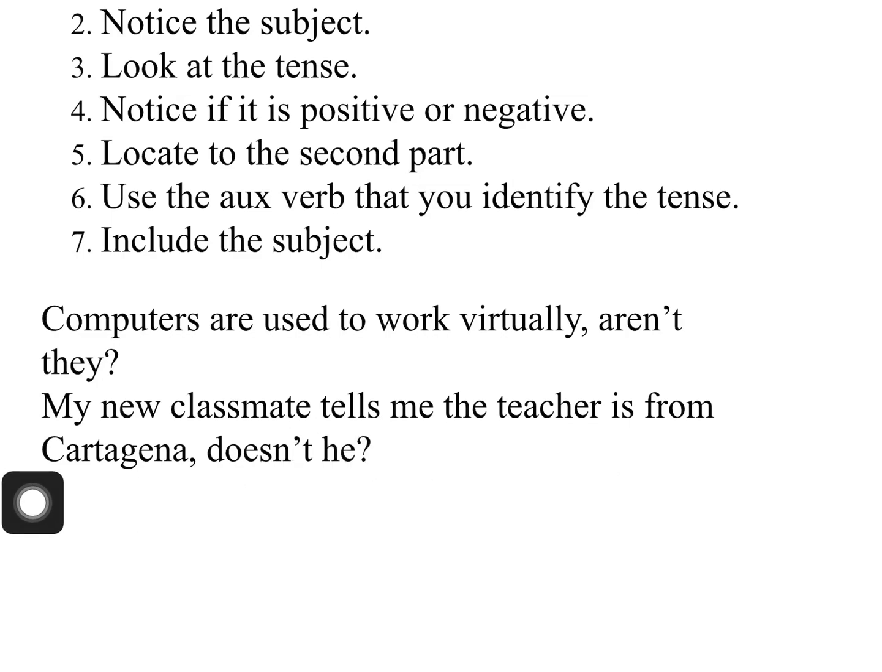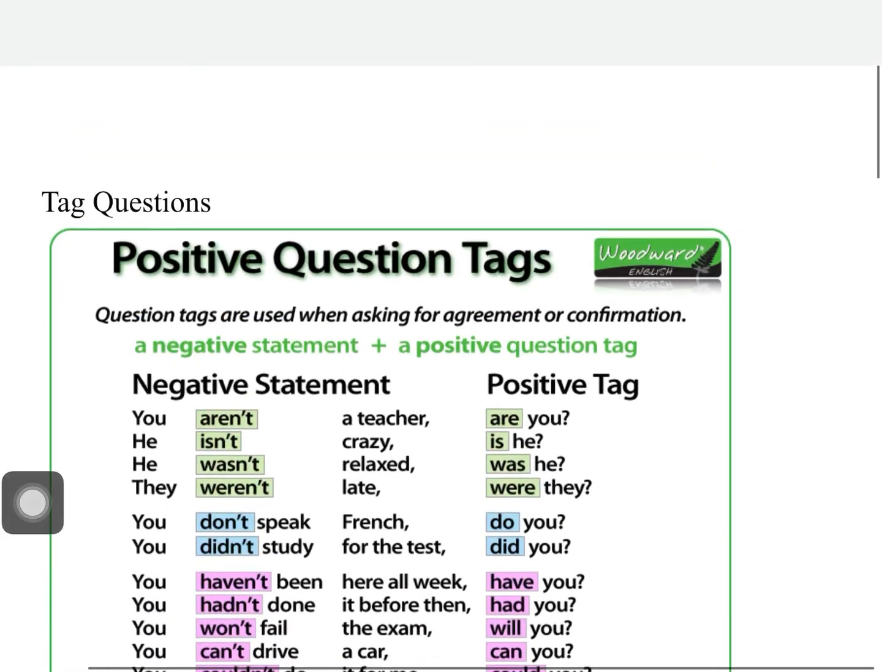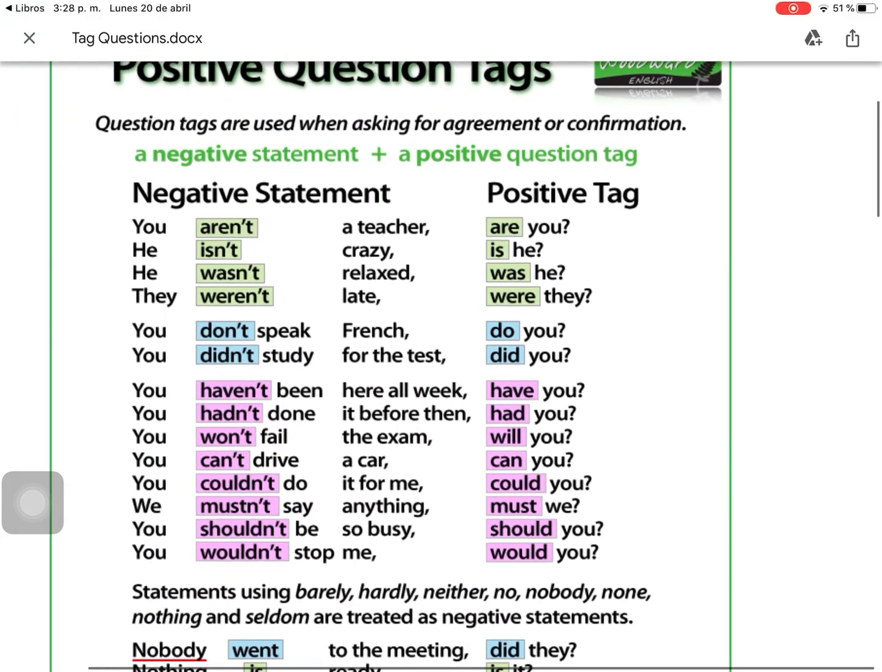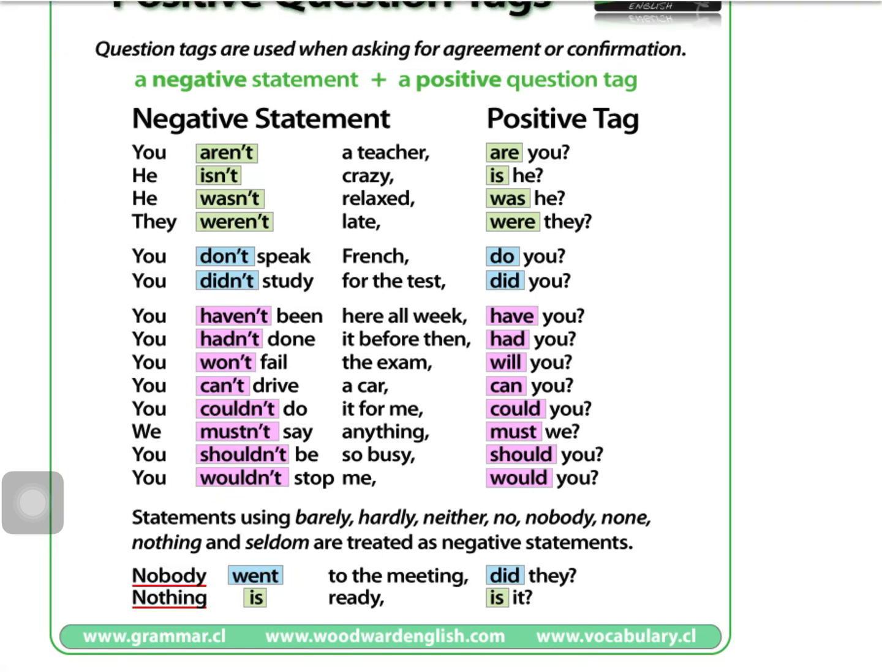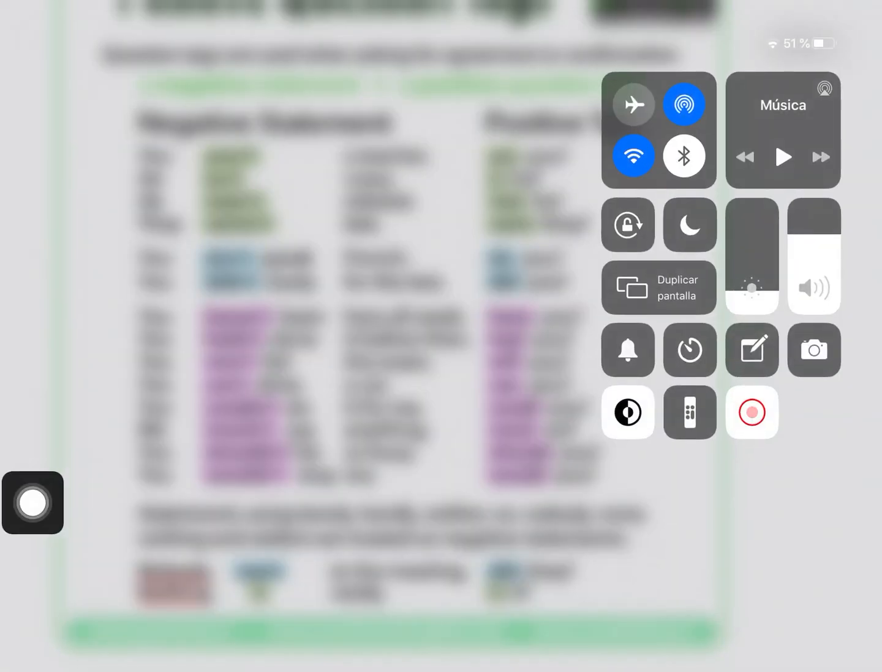Okay, guys, that is the explanation of the part of the question tag. Remember that we are going to use them in order to confirm or to reaffirm an information that we have heard. Yes, guys? Okay, perfect. Now, be careful, practice all the statements, and continue working on your English way.